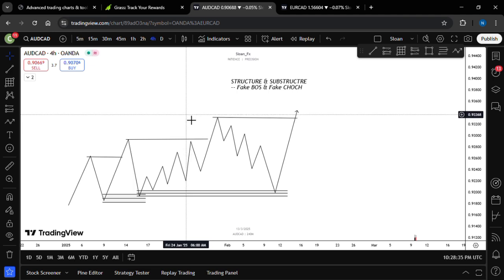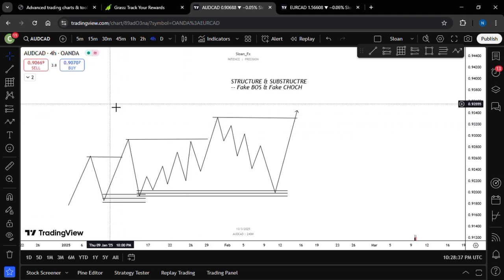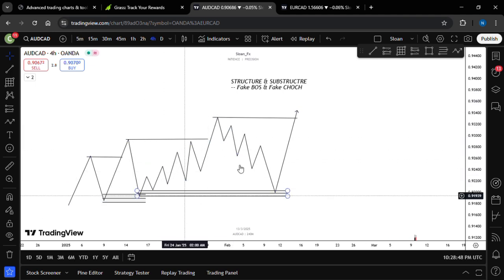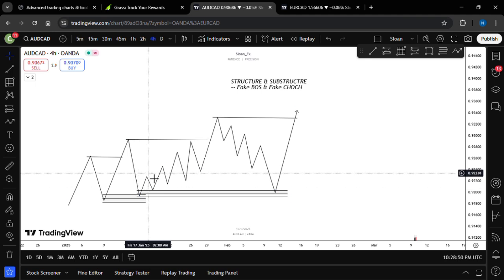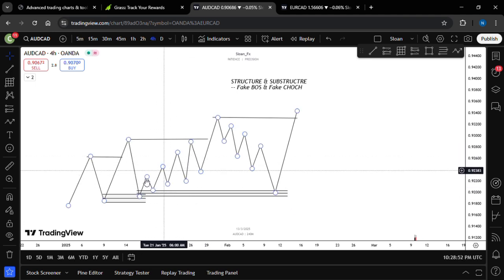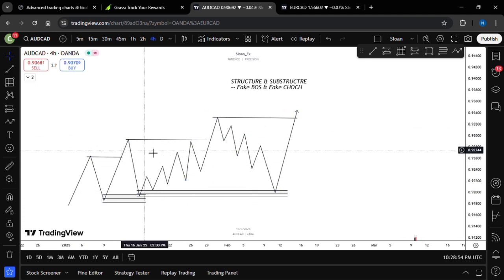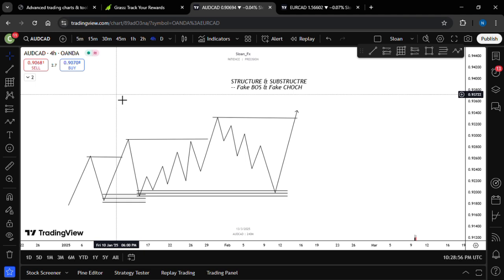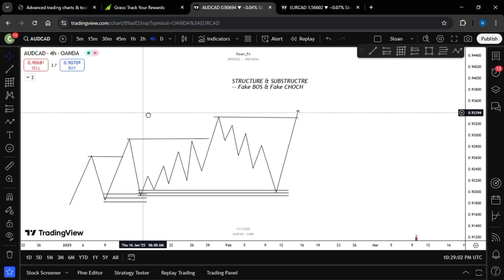So what is substructure? Substructure are smaller movements that make up the overall view. These are smaller movements in between that make up the overall leg of this break of structure to the upside. Let's break down what this structure means and what this substructure means, and the mistakes people make in identifying these. So this is our structure.